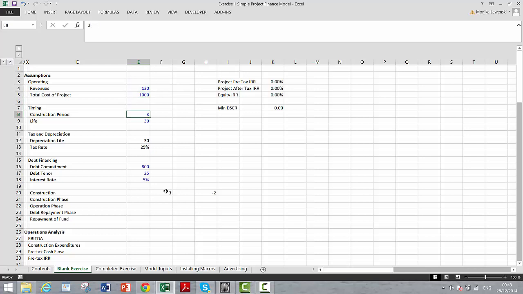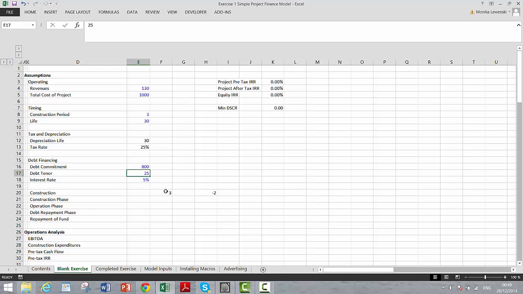Total project cost. Timing. Construction period of 3 years. A lifetime of 30 years. Tax depreciation life of 30 as well. Tax rate of 25. Debt, no fees or anything. Just debt of 800, 80% of the raw cost, without any interest during construction or anything else.